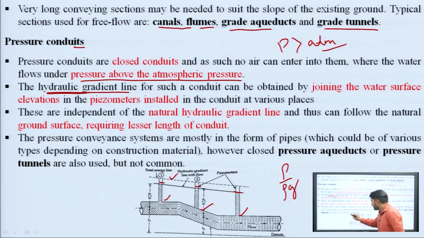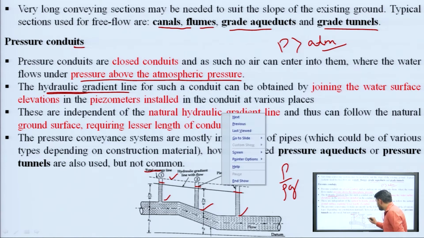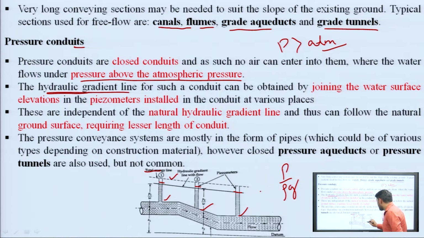To get the total energy line, what we will do, simply, we will add our velocity head. After adding the velocity head, we will get the total energy line.